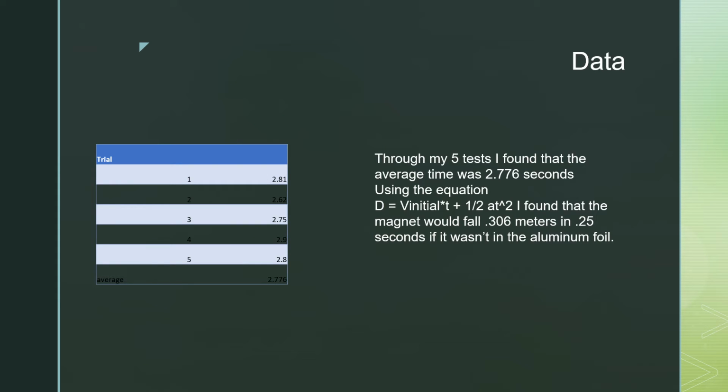So here's the data that we found throughout the lab. The average time of the magnet falling through was 2.776 seconds.